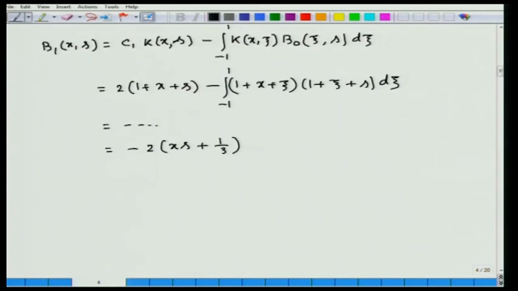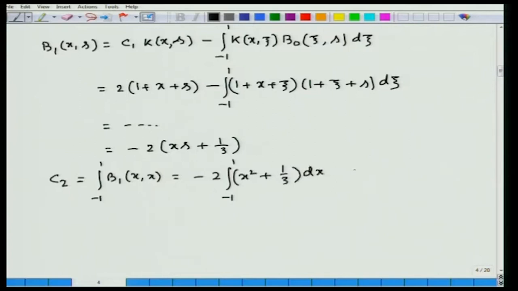With this B1(x, s), we can calculate C2. C2 is equal to the integral from minus 1 to plus 1 of B1(x, x) dx. So, this will be equal to minus 2 times the integral from minus 1 to plus 1 of (x square plus 1/3) dx, and after evaluating this integral, you can find this will be equal to minus 8 by 3.